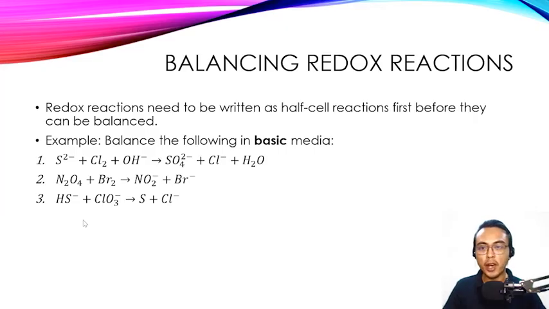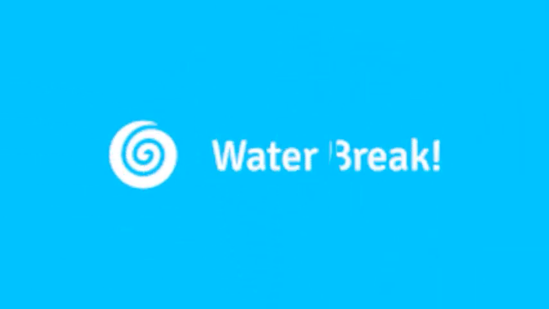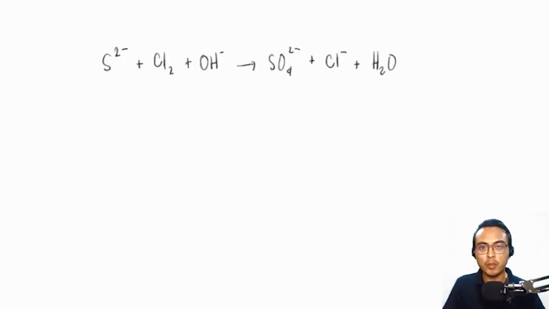First, we have S2 minus plus Cl2 plus OH minus yields SO4 2 minus plus Cl minus plus H2O. Our initial approach in balancing this type of redox reactions is just the same as for that of the acidic media, but a key difference will just be added later. Okay? So let's first determine the oxidation states of the elements.